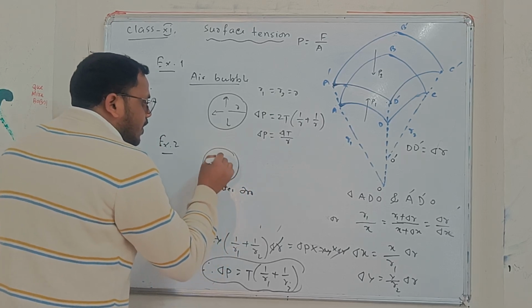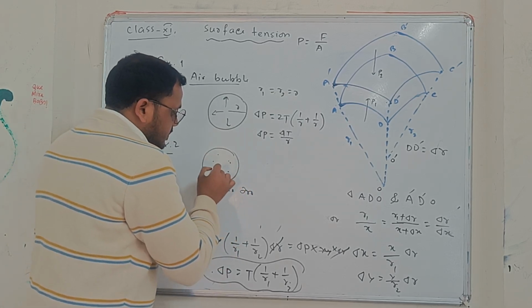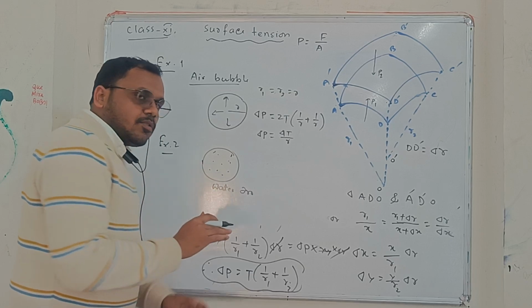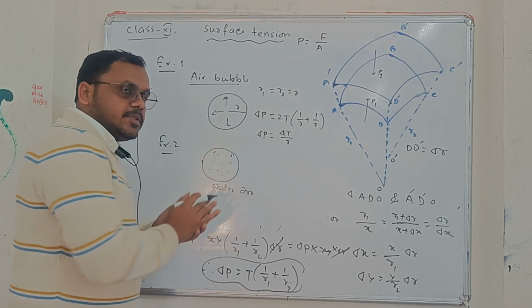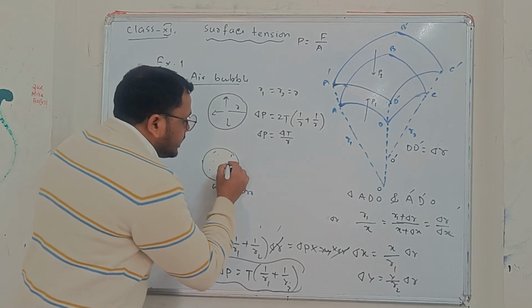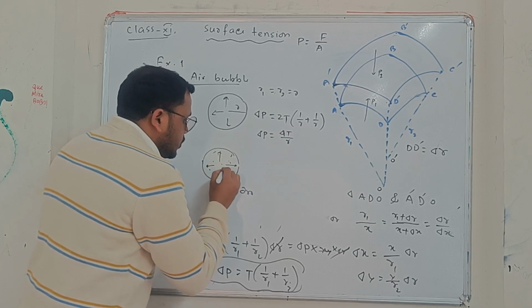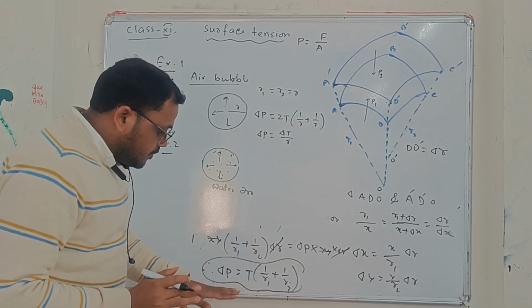Water drop means the inside is totally liquid. There is only one surface, and the air medium is outside. And what is the direction of the excess pressure, which is along this direction? So for that case, how can we find the excess pressure from this formula?